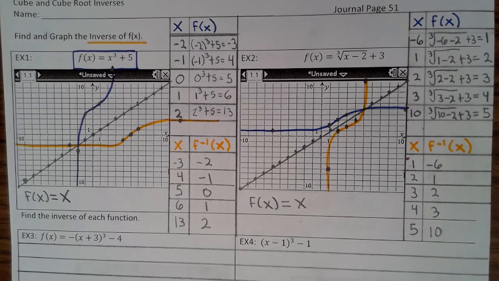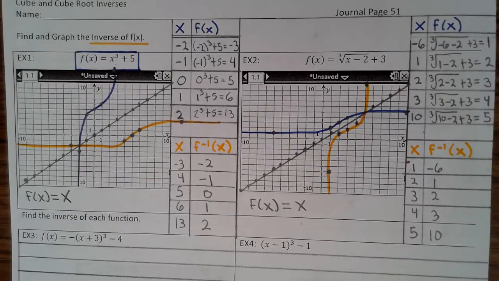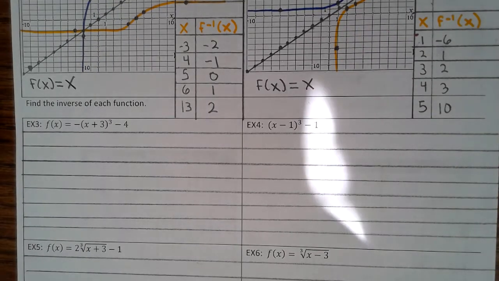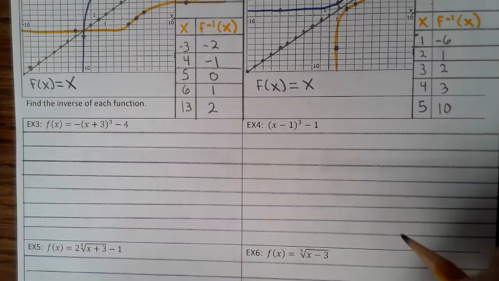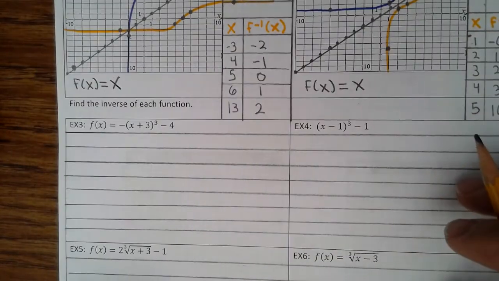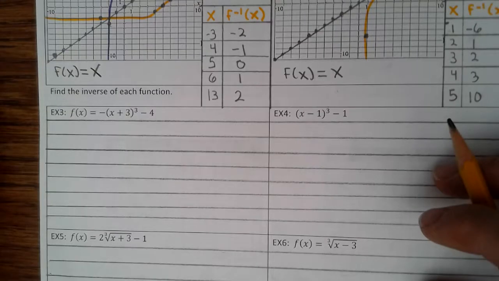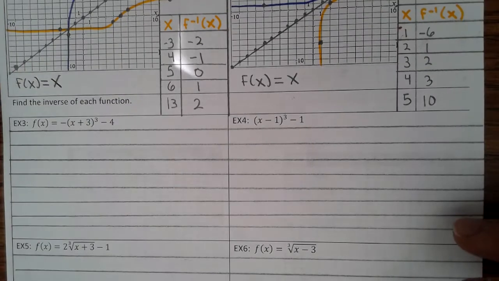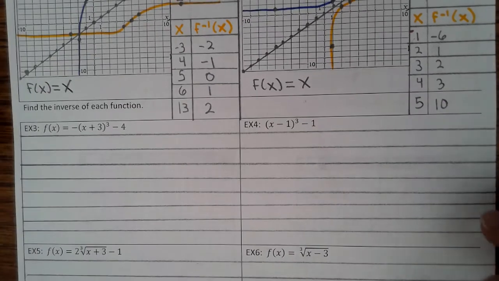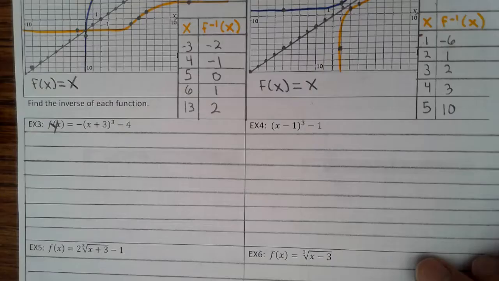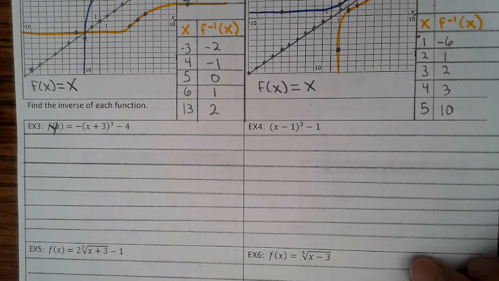Okay, now let's take a look at example 3. Okay, find the inverse of each function. Now I'm going to slide my camera over and do some adjustment there. All right, there we go. Try to keep the sun off the paper. All right, so to find the inverse, first let's change f of x to y. Okay, and then switch x and y.